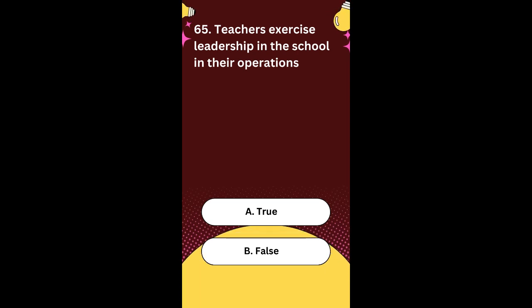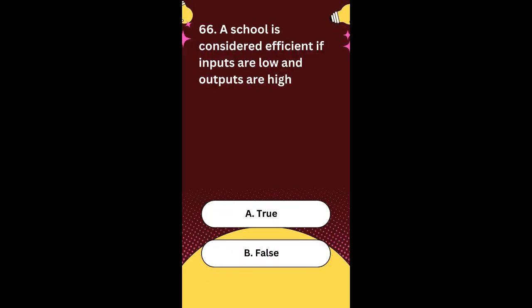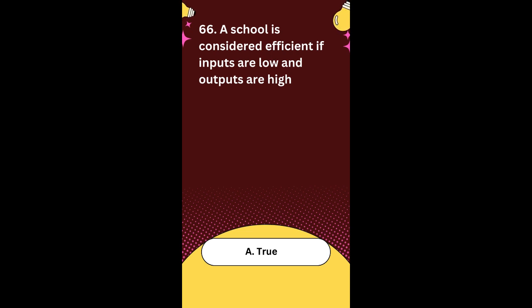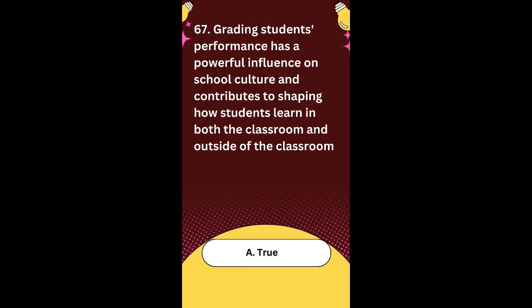65. Teachers exercise leadership in the school in their operations. The answer is true. 66. A school is considered efficient if inputs are low and outputs are high. The answer is true. 67. Grading students' performance has a powerful influence on school culture and contributes to shaping how students learn in both the classroom and outside of the classroom. The answer is true.